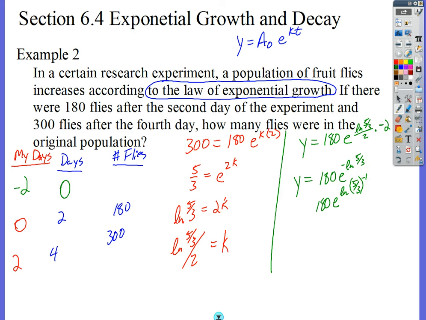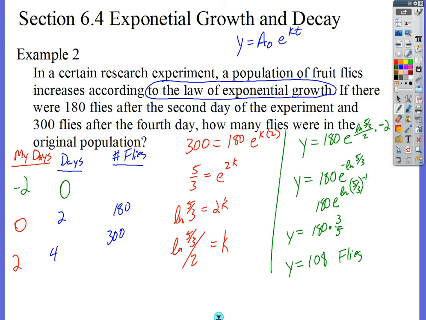Well, e to the natural log of anything is just that anything, so this is equal to 180 times 5/3 to the -1 power, which is the same thing as saying times 3/5. And so that's what y is equal to. And so y is equal to 108 flies.